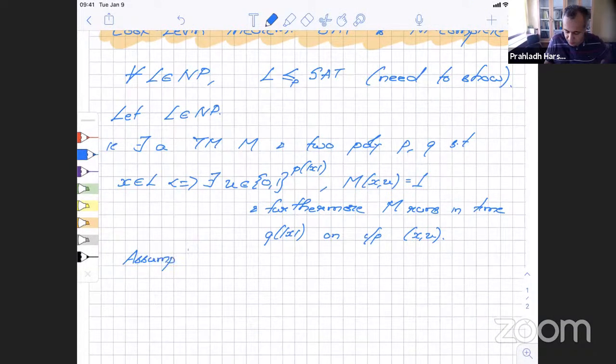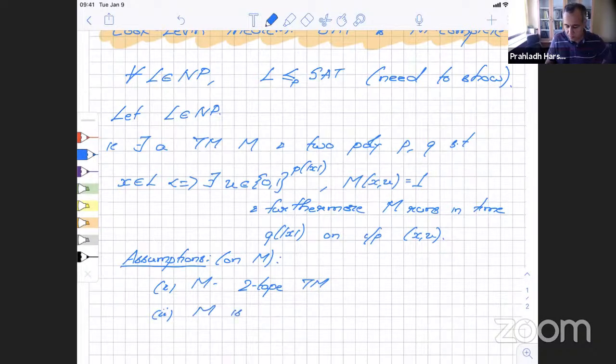We made some assumptions on M, and these assumptions are justified because of what we did in the previous lectures. One, we assumed M was a two-tape Turing machine. Two, that M is oblivious. That's the assumption.